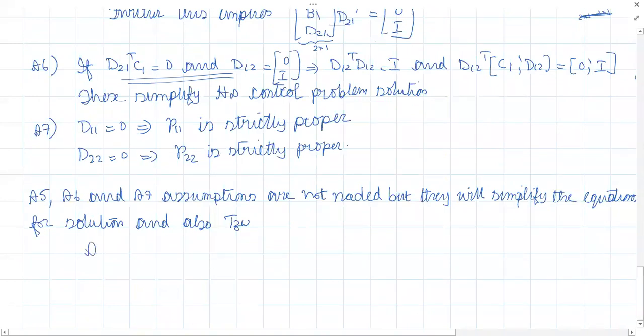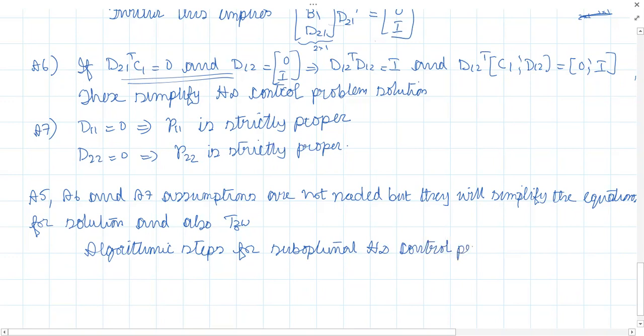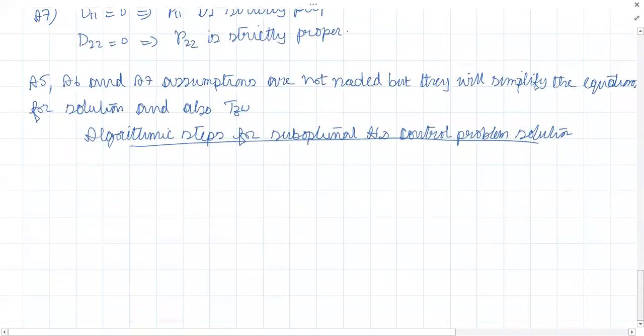Now, what are the algorithmic steps involved? Algorithmic steps for suboptimal H infinity control problem solution. One, obtain the state space representation of the 4-block transfer function.